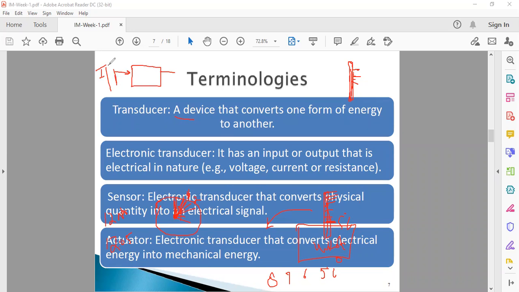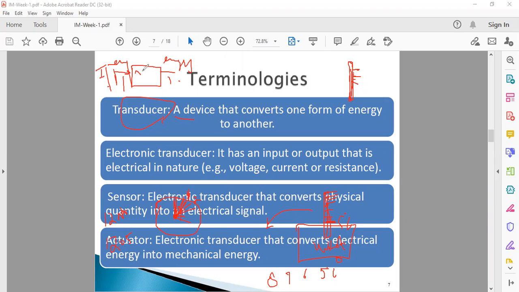Okay, so input is also energy, output is also energy, but it is one form and this is another form, and the device which is converting these energies from one form to another form, these are called what? The transducer. So there are so many examples in our daily life. For example, the solar panel. Solar panel is converting the light energy into the electrical energy, so this is a transducer.